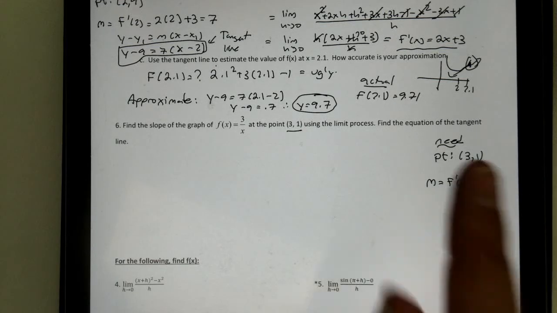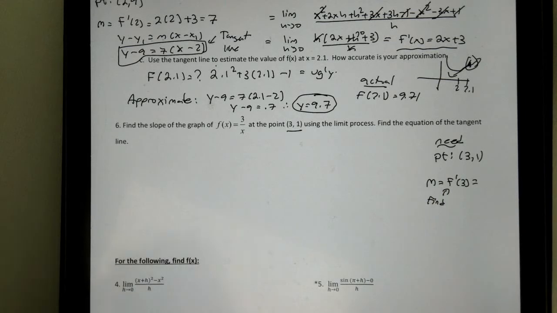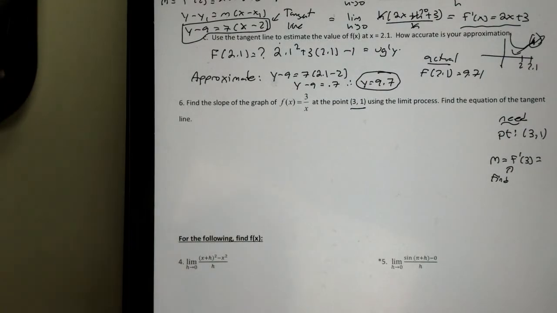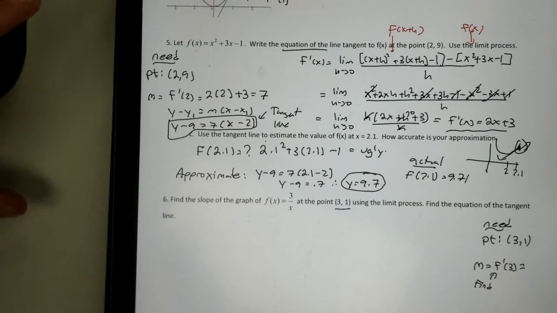So what we have to do now is find our derivative. Derivative, where are you? Oh, there you're hiding. You found me. It's not that simple, right? So to get the derivative, we're going to use our limit process here. So let's go ahead and do this real fast.